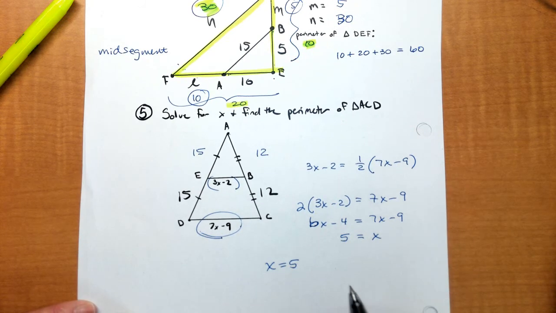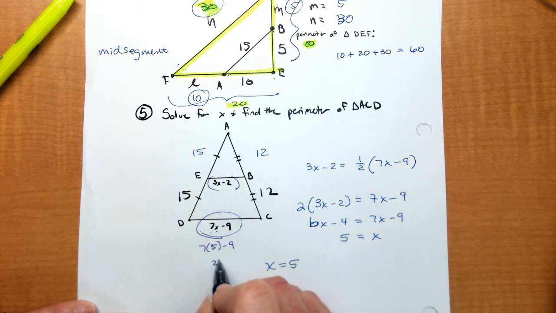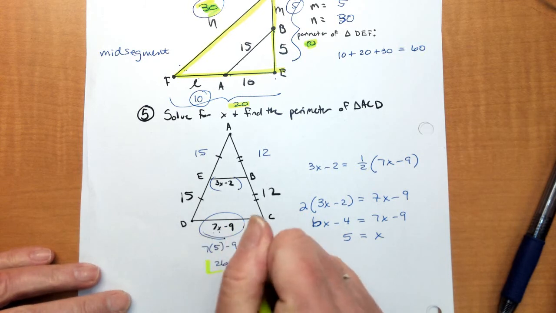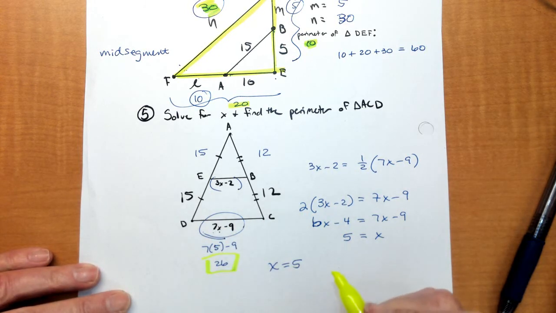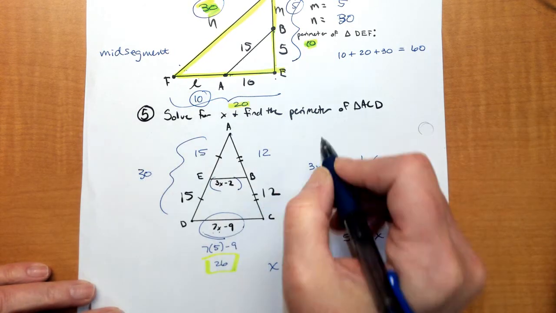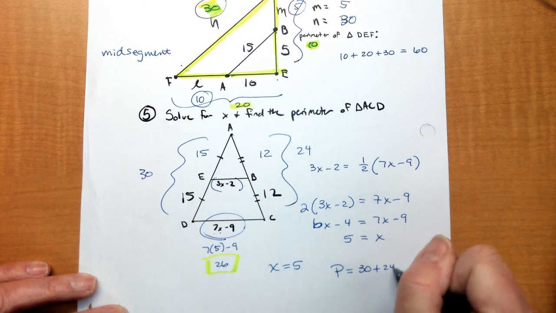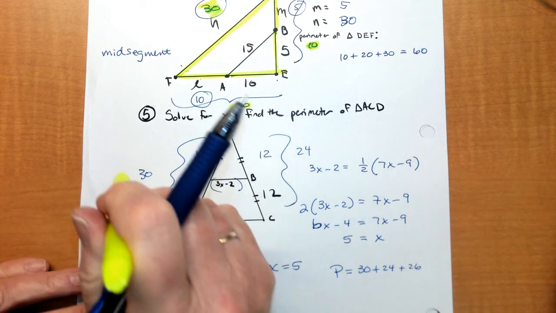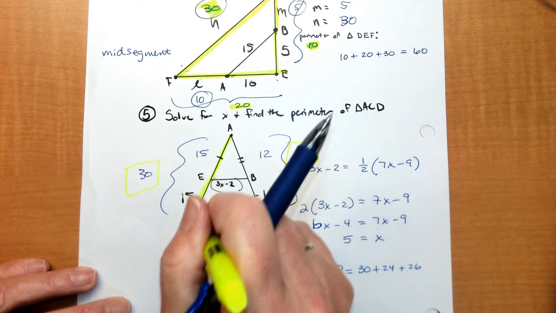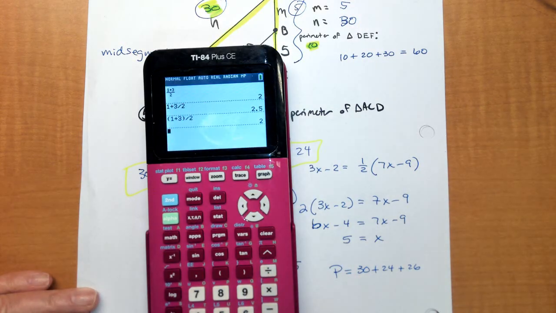And then find the perimeter. So I need to plug that back in. 7 times 5 is 35, minus 9 is 26. Let me highlight each side length again, 26. And what else? We've got 30 and 24. So the perimeter is 30 plus 24 plus 26. I'll highlight those again. Those are the side lengths. 30 plus 24 is 54 plus 26. We get 80 if you need your calculator. 26 plus 24 plus 30 is 80.